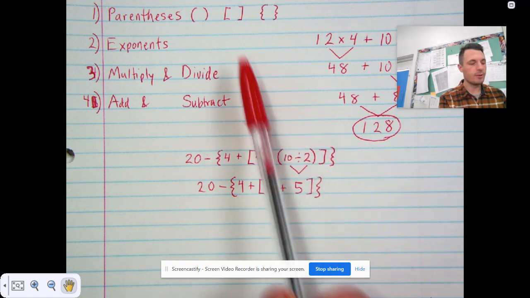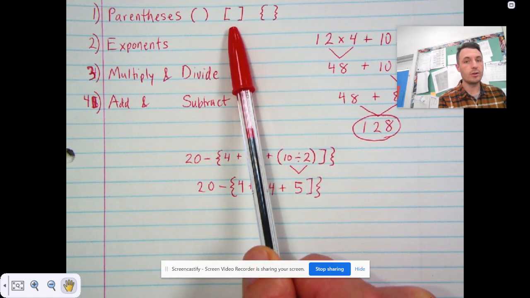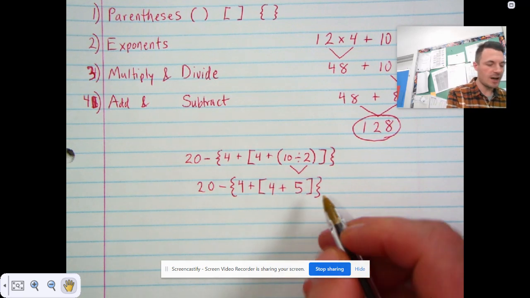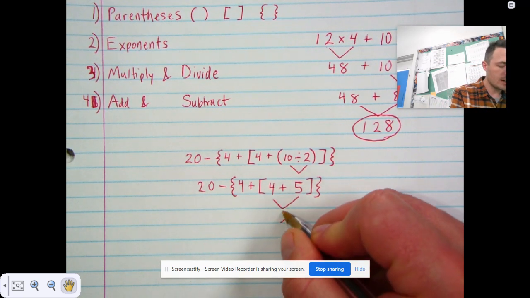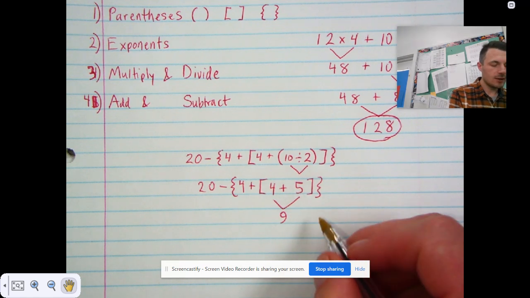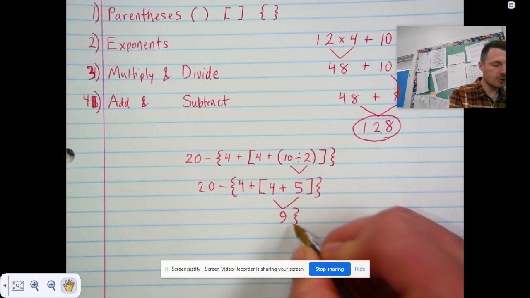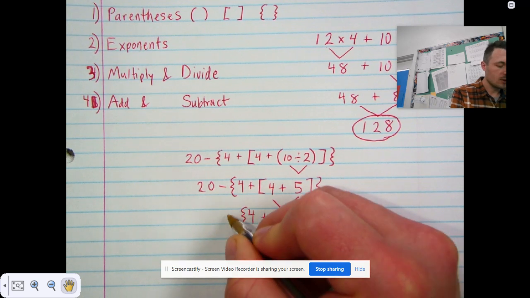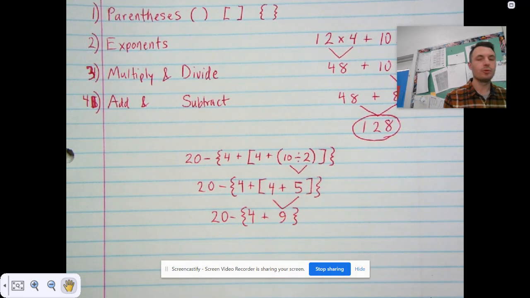Okay? I did what's in regular parentheses. Now I do what's in brackets. And the part that's in brackets is 4 plus 5, which is 9. Okay, now I bring the rest of the problem that I haven't solved yet down around it. See how it's getting simpler and simpler as I solve each part?